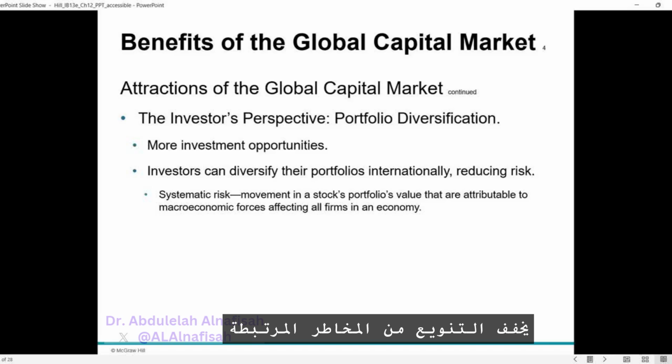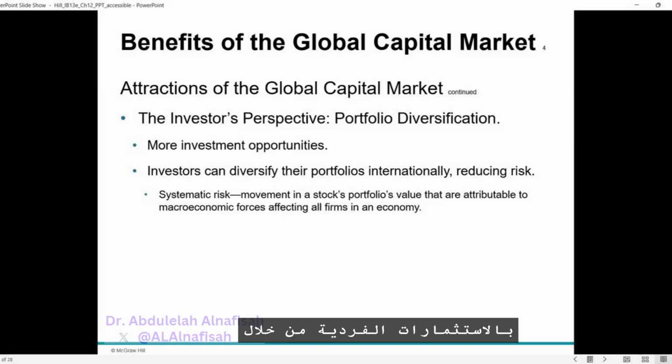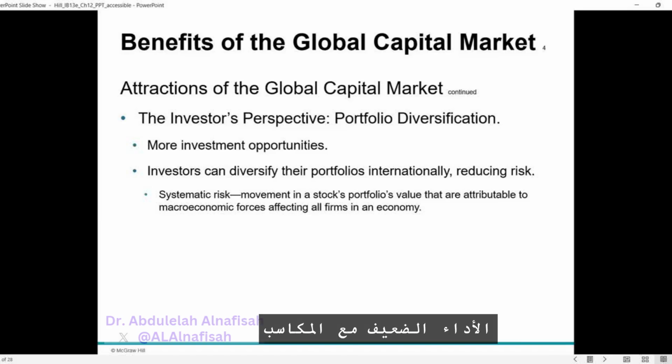Diversification mitigates the risk associated with individual investments by balancing losses from underperforming assets with gains from others. International diversification is particularly effective because stock markets in different countries are not perfectly correlated, often responding to unique macroeconomic conditions. How diversification reduces risk.